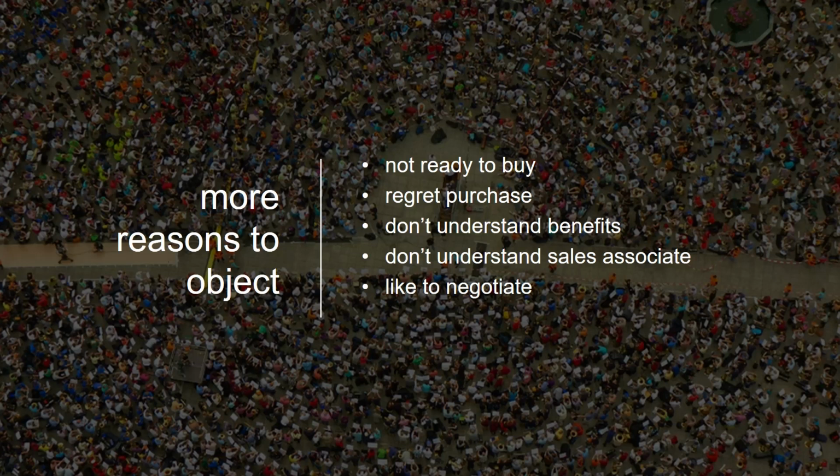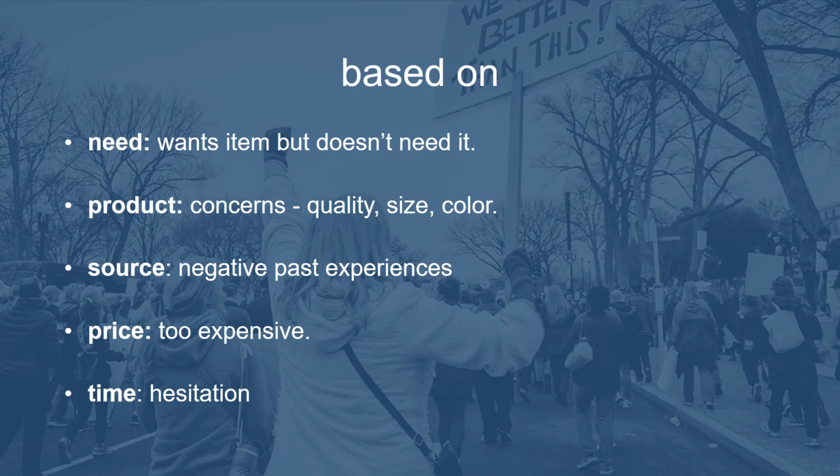Fantastic. So let's keep going and let's take a look at what objections are based upon. They're based on need. Wants the item but doesn't need it might be an objection. The product: they might be concerned about the quality, size, color, etc. You name it, they might not like that. The source: negative past experiences might come into play. Or, alas, the price. Always that price is just too expensive.